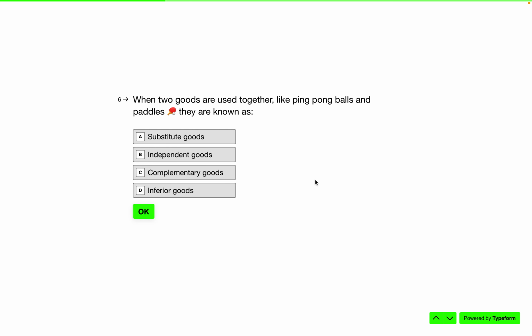Cup noodles, yay! When two goods are used together, like ping pong balls and ping pong paddles, they are known as complements, right? Complementary goods.